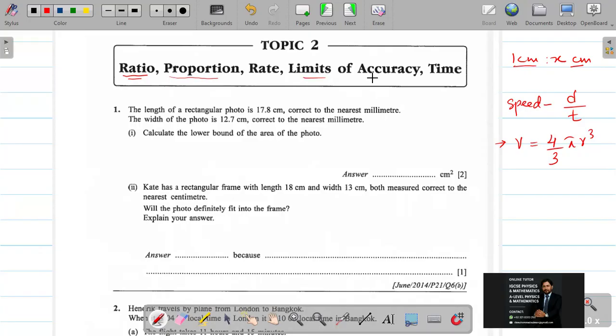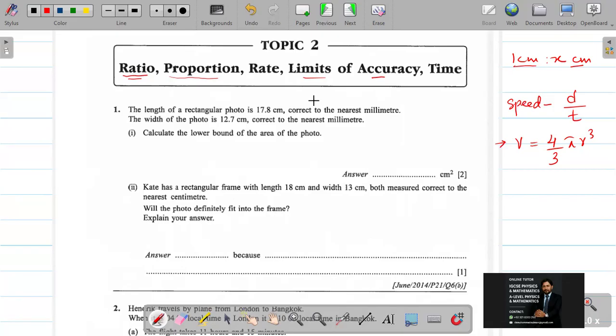After that, limits of accuracy. It is related to the maximum value and the minimum value, depending upon the lower bound and upper bound of the quantity. When he is saying nearest centimeter, it means I will divide 1 centimeter by 2, and then I will subtract for the lower bound and add for the upper bound.